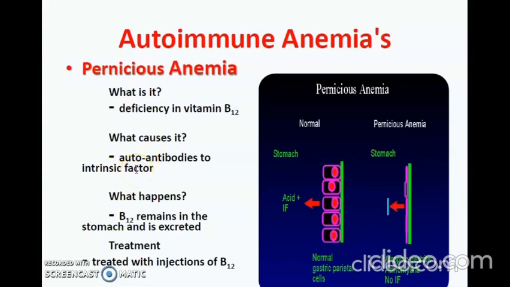That is, autoantibody is directed against the intrinsic factor and prevents the absorption of vitamin B12, as it blocks its attachment to the gastric intrinsic factor and interferes with its uptake by the intestinal mucosa, and the B12 remains in the stomach and is excreted. Pernicious anemia can be treated with injections of B12.